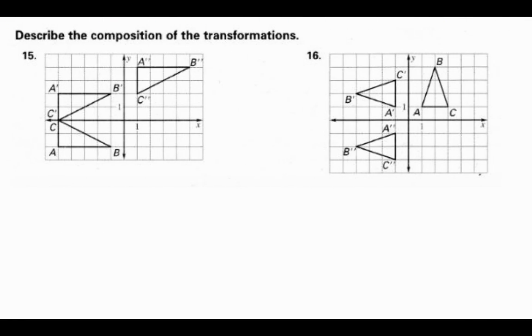Last set of problems, we are asked to describe the composition. First thing we need to do before we can describe the composition is we need to locate our pre-image, which is the plane ABC triangle. Our first image, which is the A prime, B prime, C prime triangle. And then we need to locate our third image, which is the A double prime, B double prime, C double prime triangle.